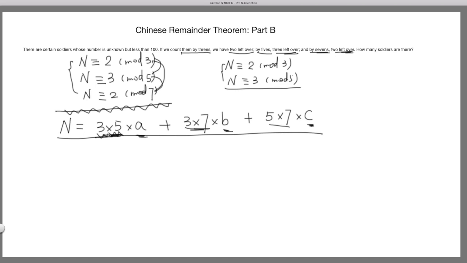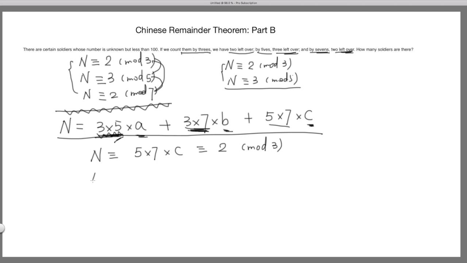The fact that we're constructing it this way is a very beautiful property. If you look at this, 3 times 5, 3 times 7, they are both multiples of 3. So when I modulo by 3, these terms will be gone. So n, if I modulo 3, this will be congruent to just 5 times 7 times c. And we know that this is going to be congruent to 2 modulo 3.